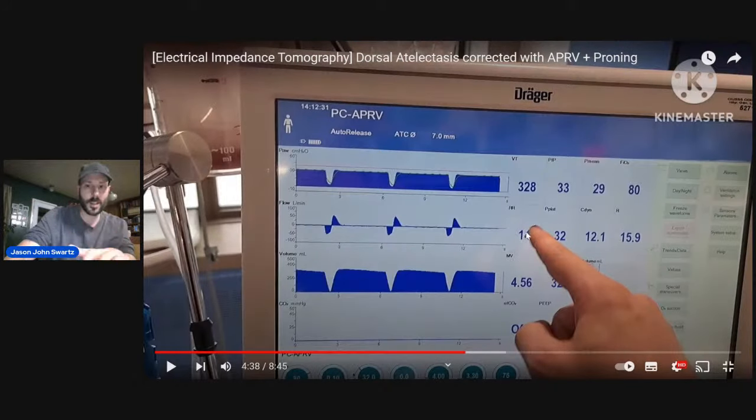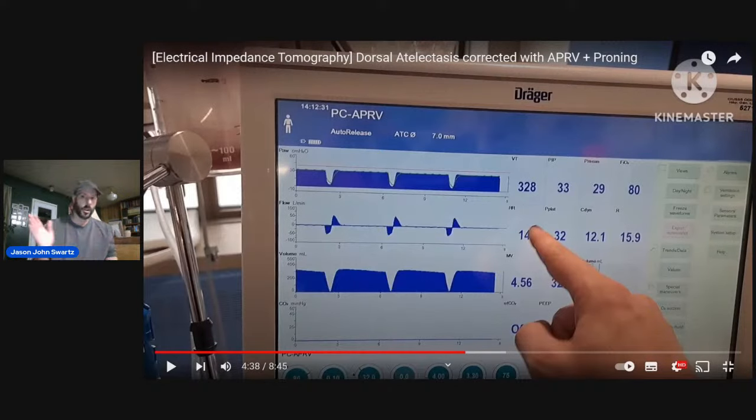Everything looked nice. She didn't desaturate. I put her on 21% just to prove a point. She was satting 96. Everything was good. But when I did put the electrical impedance tomography on, once she was back on the supine position with a P high of 30, she had already started losing the dorsal distribution. It started to go back to how it looked.